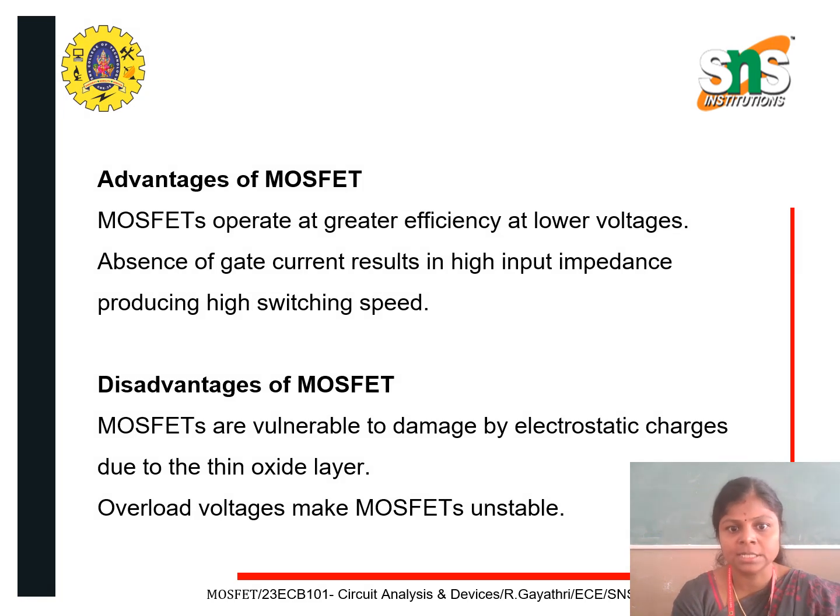Coming to the advantages, the MOSFET is used compared to other transistors because of its greater efficiency, and also it has higher input impedance compared to FET devices as well as bipolar junction transistors. Then coming to the disadvantages, although it has major advantages, it is vulnerable to static charges because it has a thin metal oxide layer. And also the MOSFET voltage will be unstable when we give an overload.